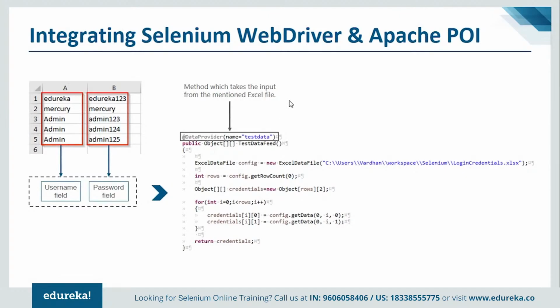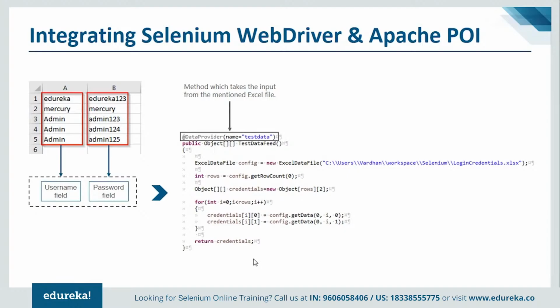This is the representation of the demo that I'm going to show you. So I have an Excel file that looks something like this. I have the username field in one column, and I have the password field in another column, so these are pairs of credentials. These two together make up one pair of credentials. This is the username, this is the password for one row, and similarly I have 5 different rows here. What I would be doing is feeding these as input to my Selenium code, and I would be using Apache POI.